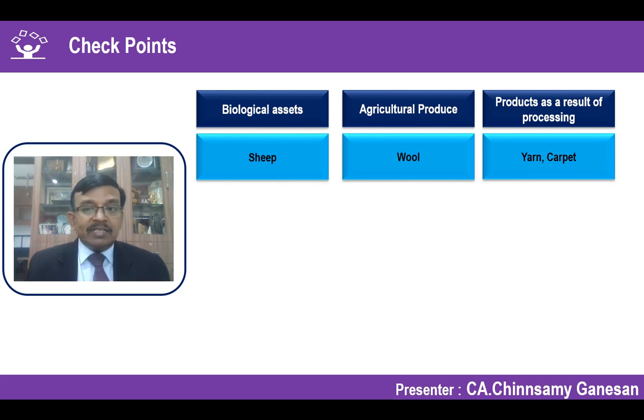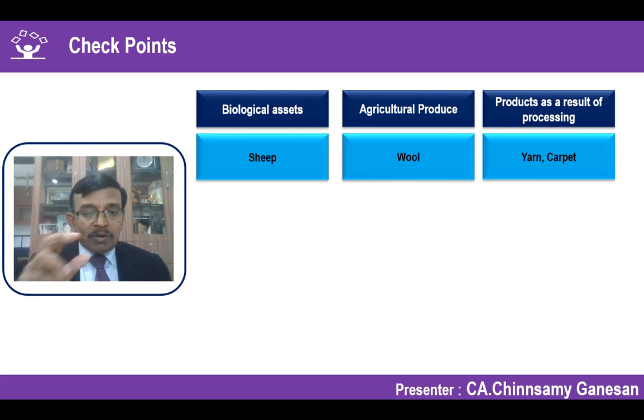Suppose I am saying, no, it is not wool which I am producing, I am having these animals whose biological transformation is managed by me over a period of time, and after that they are sold, there is no scrap value, and they don't produce any output. In that case, it is a living animal, but it's a consumable biological asset.